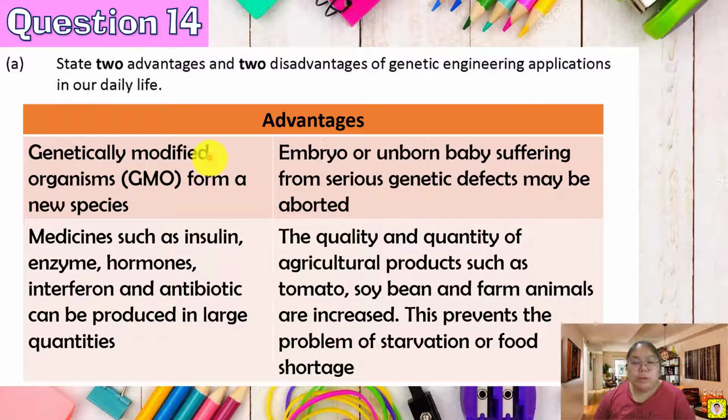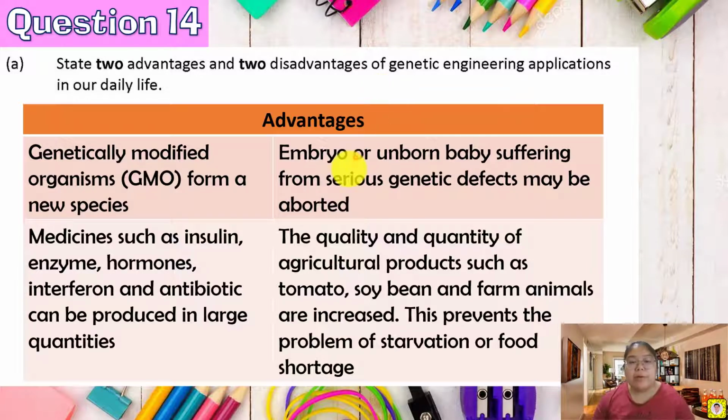Now we go to question 14. In question 14, they want you to state 2 advantages and also 2 disadvantages of genetic engineering applications in our daily life. If you're using genetic engineering, you see what are the advantages and which are the disadvantages.